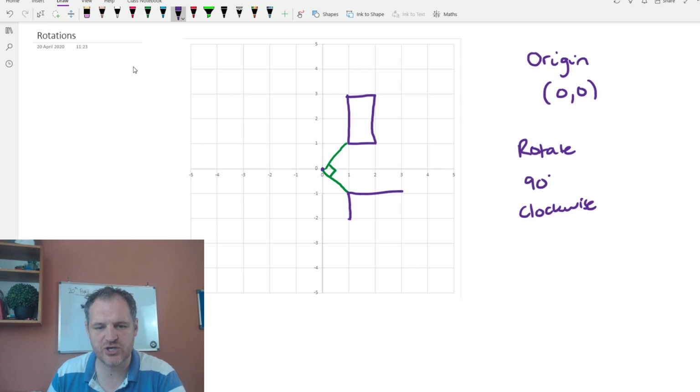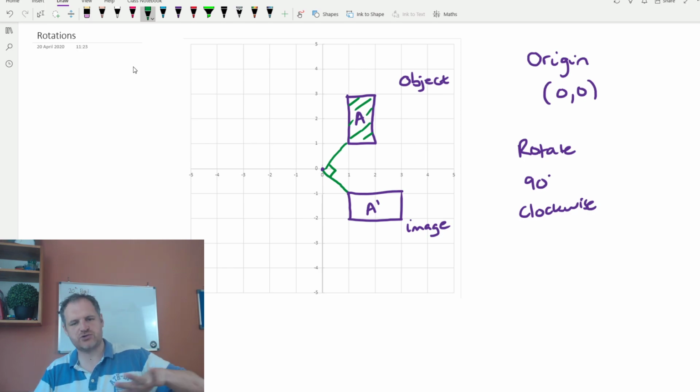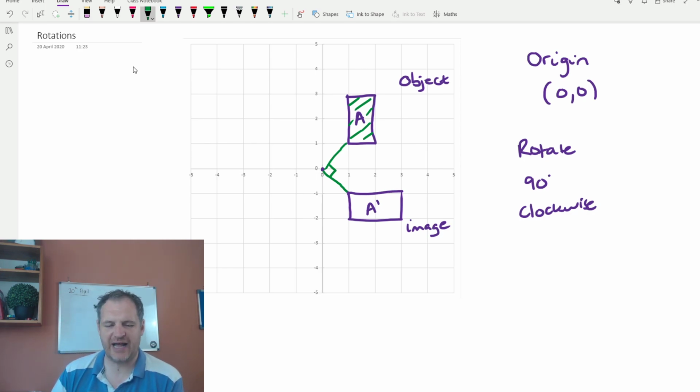Then we can draw the same shape but rotated around, and that was A. We may remember from your reflections lesson last week, if that's called the object, the new one is called either A dash or the image. I often like to shade the starting one so we can see where it's come from and where it's gone to. Okay, so that is a rotation of A round to A dash by 90 degrees clockwise about the origin. Origin is always 0, 0.